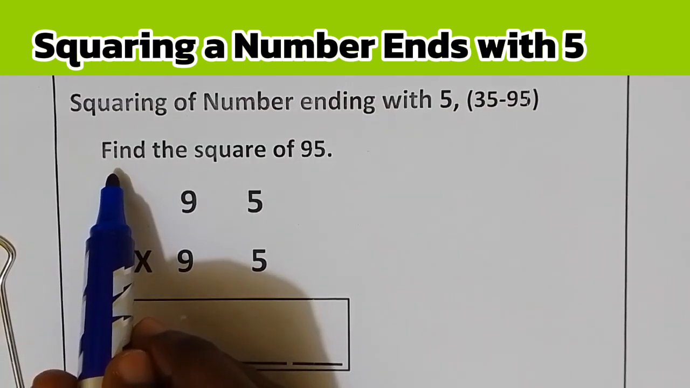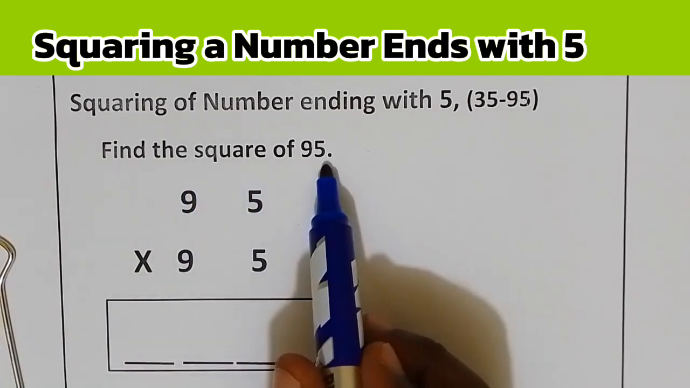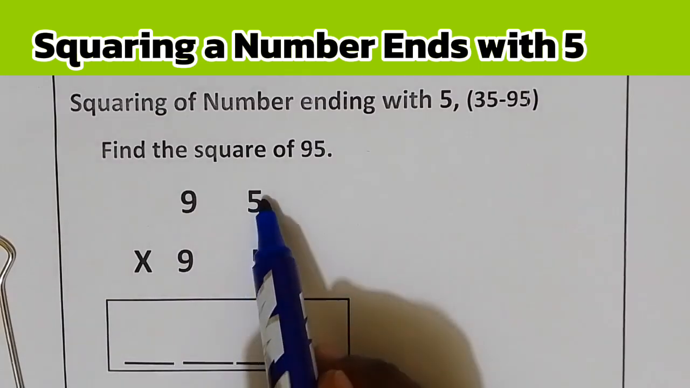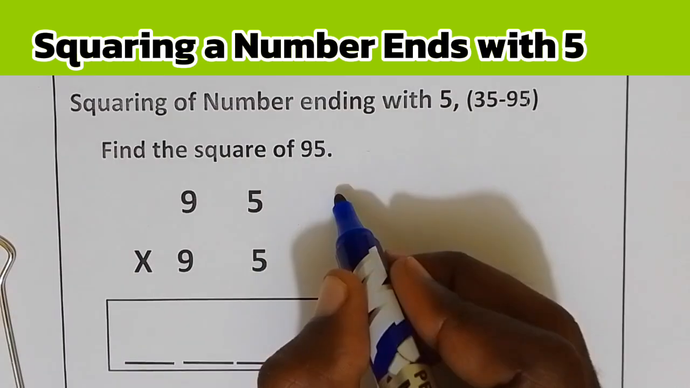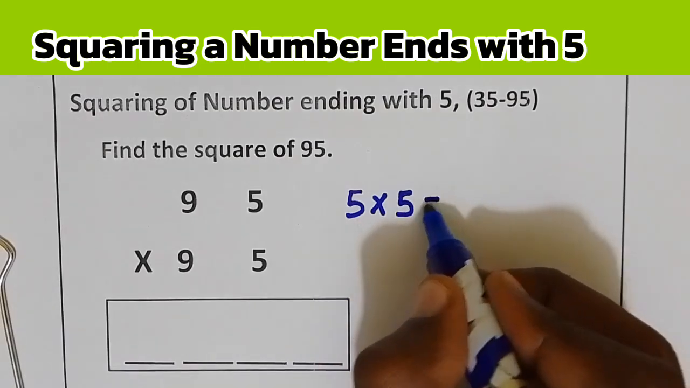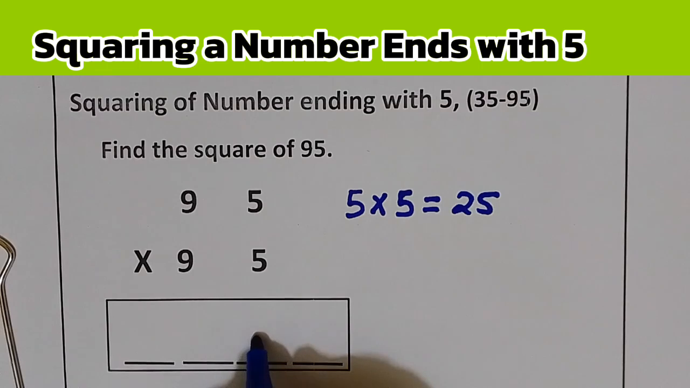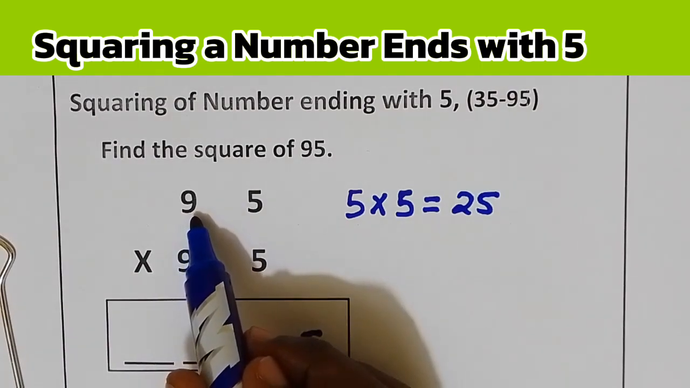We're supposed to find the square of 95. Square of 95 means 95 multiplied by 95. You can see this number ends with 5. So since it ends with 5, we can apply our shortcut here. That will fill the first 2 digits. Now, the remaining 2 digits is going to be filled by taking 9 multiplied by 9 plus 1.